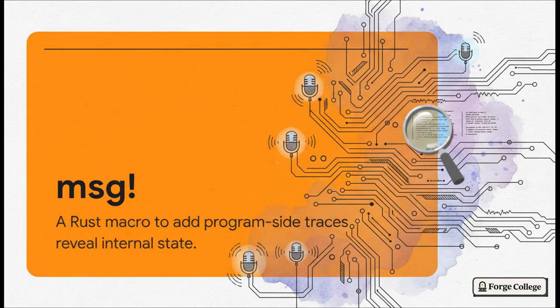And that brings us to tool number 3, the msg! macro. This is a neat little Rust macro that you drop directly into your Solana program's code. If those first 2 tools are your magnifying glass, the msg! macro is basically like planting tiny hidden microphones inside your smart contract. When the program executes, these microphones broadcast the internal state, the variable values, and the exact moments right before panic happens, straight over to your validator logs. It's a real game changer.